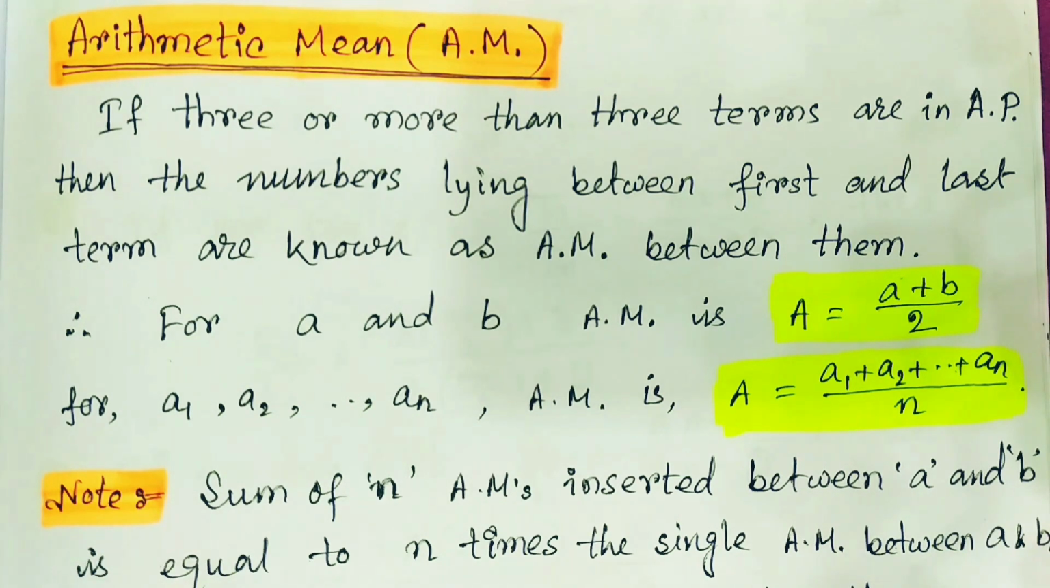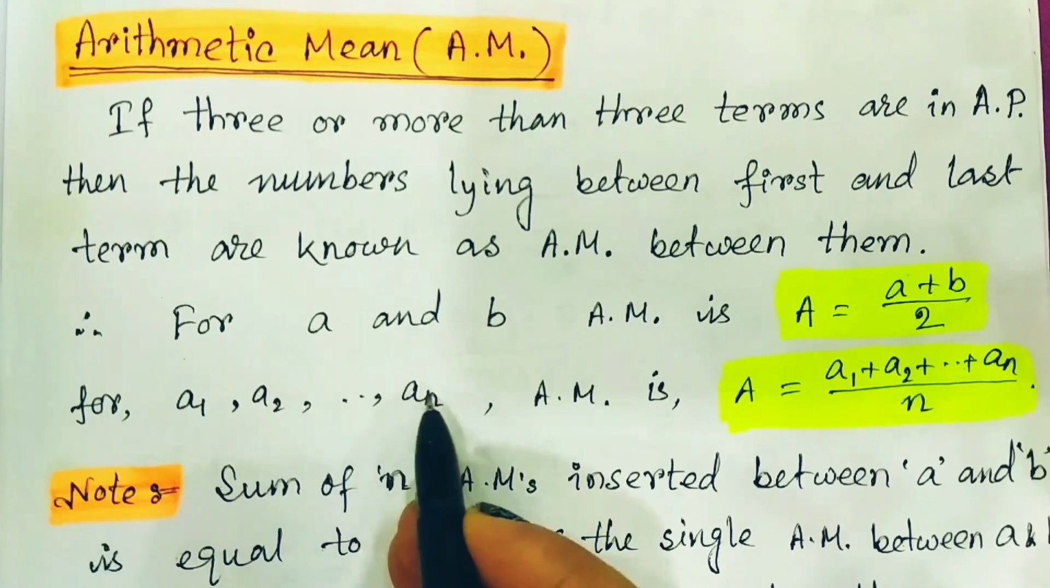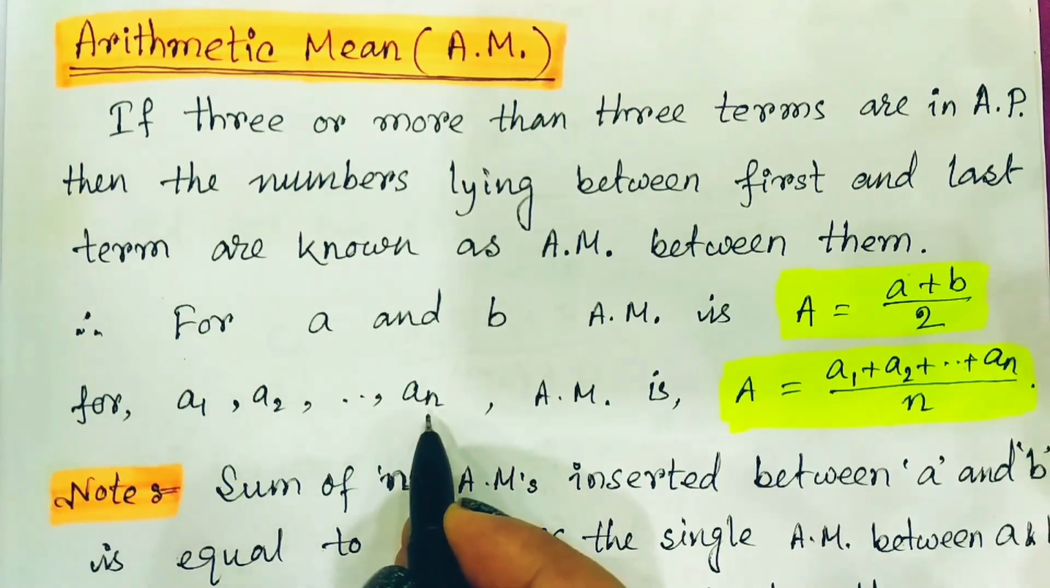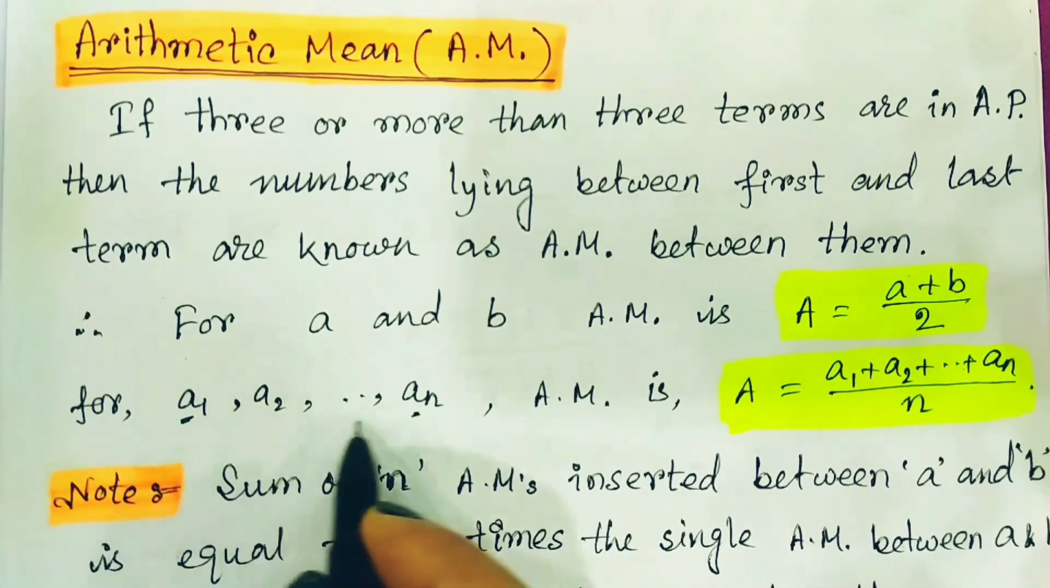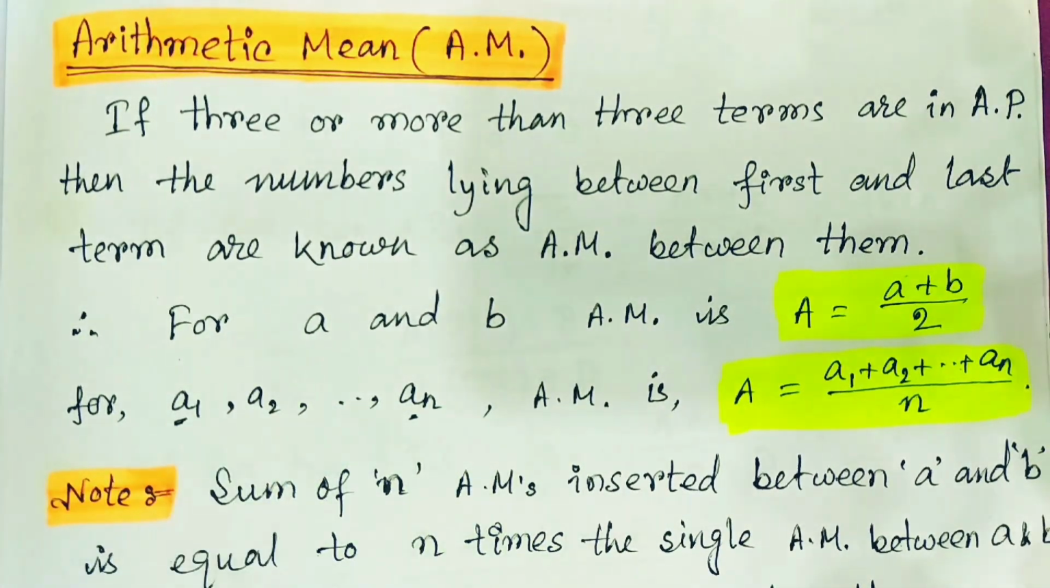So if 3 or more terms are there in an AP, then the numbers lying between the first and the last term are known as the arithmetic means between them. So very simple. If any sequence is given, whatever the sequence is, the terms you have in between the first and the last term are called the arithmetic means.